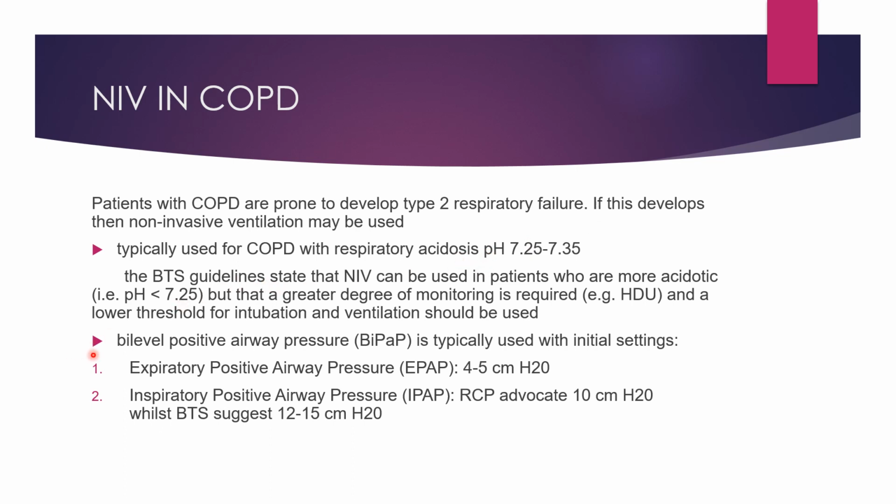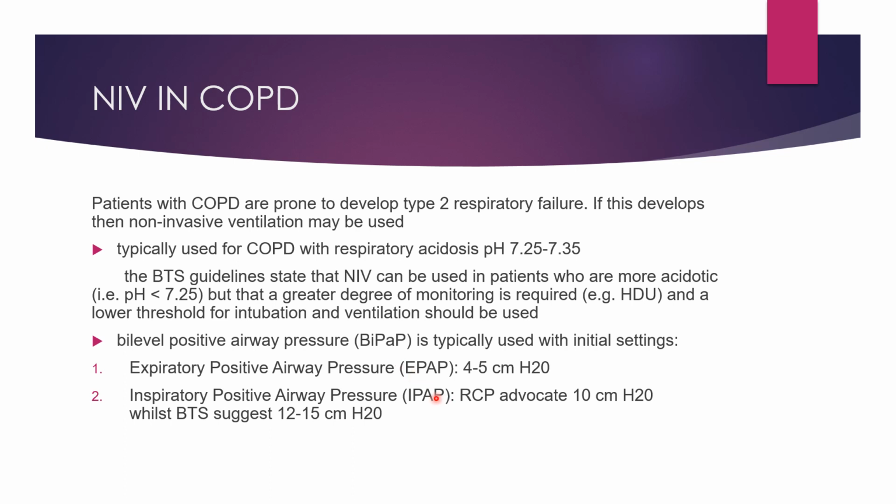Whatever NIV we use in COPD is bi-level positive airway pressure, which has two pressures that we need to set in the NIV settings. Don't confuse this with CPAP. CPAP is mainly used in patients with heart failure, but BiPAP is used in patients with COPD. There are two positive airway pressures, one expiratory and one inspiratory. There are many MCQs asked on these topics. I will be telling you in the next coming video on MCQs.